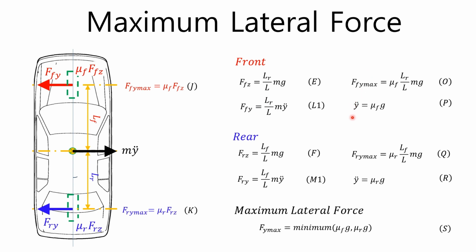Therefore, the maximum lateral acceleration that a vehicle can generate can be obtained as equation P by equating equation L1 and equation O. The maximum lateral acceleration of the rear wheel can be obtained using the same process as the front wheel using equation R. Once either the front or rear wheels reach the maximum lateral acceleration, no further increase in lateral acceleration is possible, so the maximum lateral acceleration of the vehicle has the lower value between the front and rear wheels and can be expressed as equation S. Using equation S, we can find out whether the vehicle tends to oversteer or understeer. Let's take a look at this.